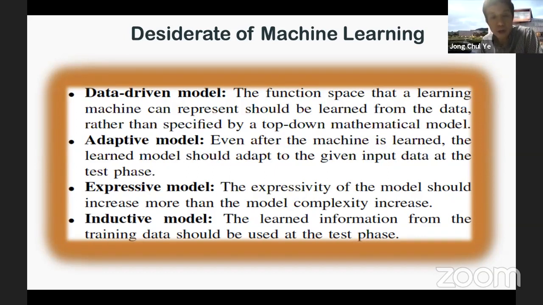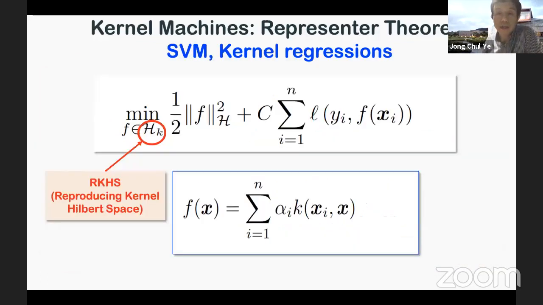And also, from a computational perspective, it should be inductive, in the sense that if we learn information from the training data, that information should be used without any further computation. By doing that, you can save significant computation time, and that's what is required. In fact, based on this wish list, we need to give some retrospective analysis of classical machine learning approaches.